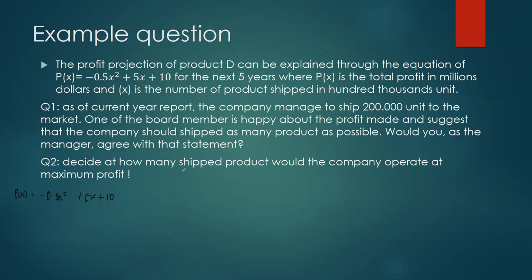For the next 5 years, where P(x) is the total profit in million dollars, and x is the number of products shipped in 100,000 units. Now, the first question: as of the current year report, the company managed to ship 200,000 units to the market. One of the board members is happy about the profit made and suggests that the company should ship as many products as possible. Would you, as the manager, agree with the statement? And the second question: decide at how many shipped products the company would operate at maximum profit?